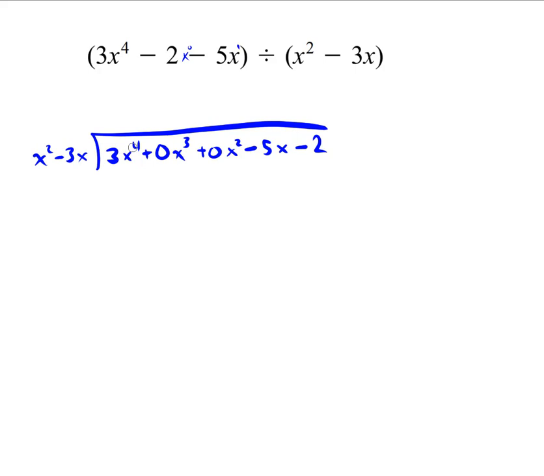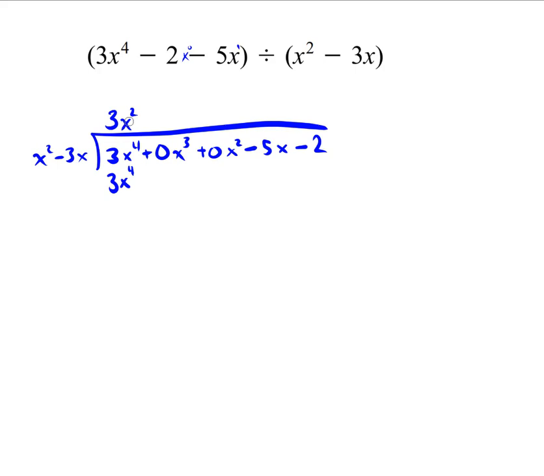X squared goes into 3x to the fourth. First of all, to get this 3, I obviously need to multiply times 3, but I also need to get this x to the fourth term. So to do that, I need to get x squared. X squared times x squared is x to the fourth. So I end up with getting 3x to the fourth, right?